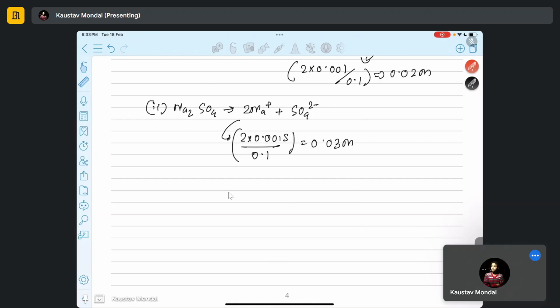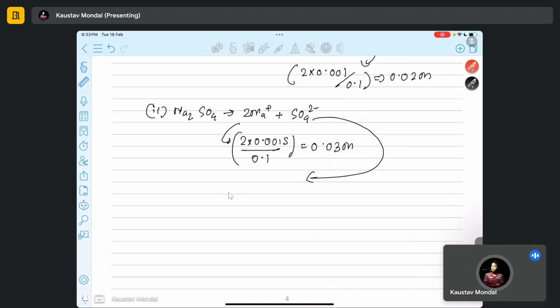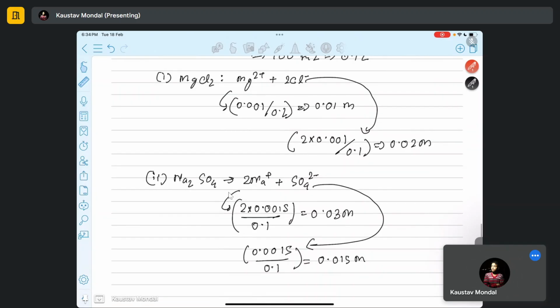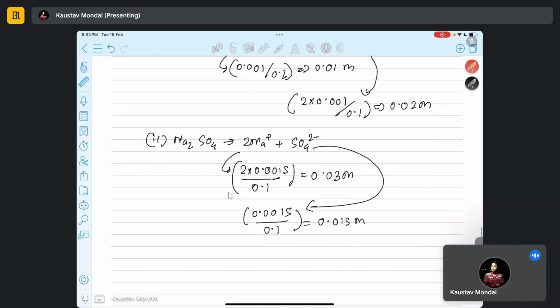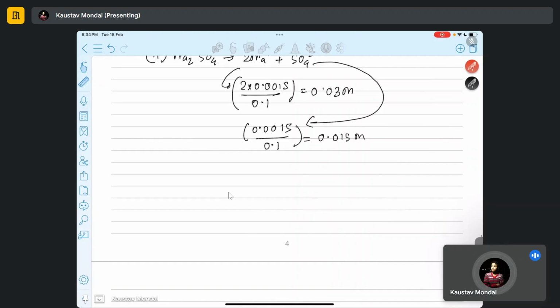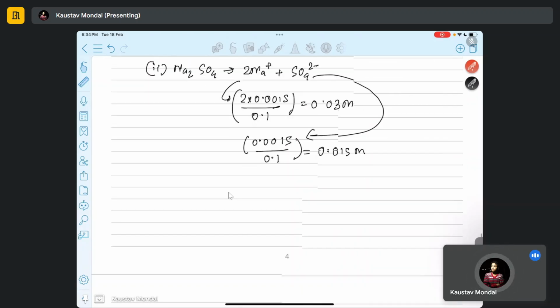That basically gives you 0.03 M. And for SO4 2-, you get 1 mole of SO4 2- for each mole of Na2SO4, right? So for SO4 2-, it should be simply 0.0015 by 0.1. That basically gives you 0.015 M. So MgCl2 and Na2SO4 we have already calculated.